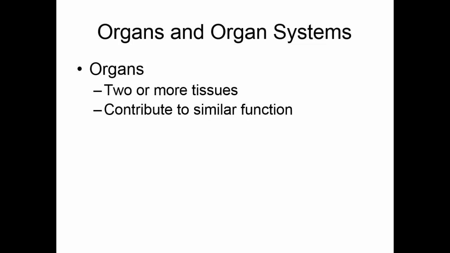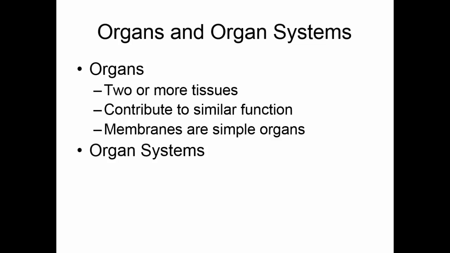As we look at skin and membranes, we'll be looking at our first organs and our first organ system. Organs are structures that are composed of two or more tissues. These two tissues work together to contribute to producing a similar function. The membranes we're going to talk about are simple organs. There are only two tissue types, so they're the simplest of organs.